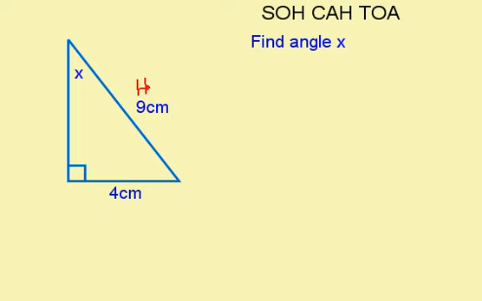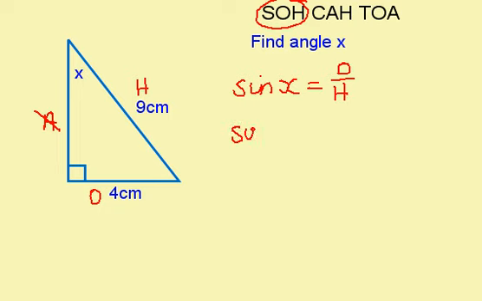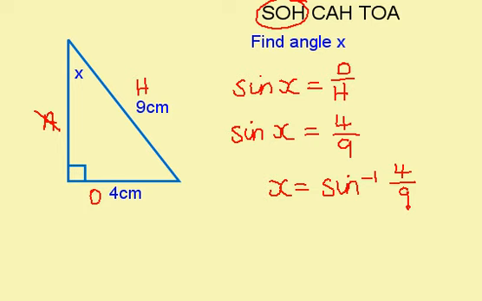Label the sides, H, O, A. We don't need A, so we're using sine. Sine of X is O divided by H. Sine of X is 4 divided by 9. To get X, we need to do inverse sine 4 divided by 9. Remember, type 4 divided by 9 into your calculator and press equals. Then press shift sine. You should get the answer 26.4. And because we're working on an angle, it's degrees.